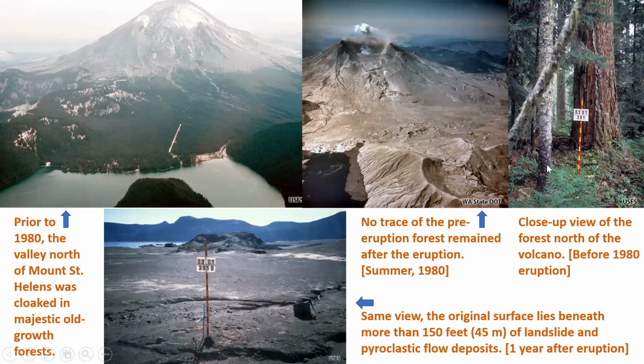And this is the same view before the eruption. The original surface lies beneath more than 45 meters of landslide and pyroclastic flow deposits. And this is 1 year after the eruption. So you can imagine the forest is actually buried under 45 meters of landslide and mud flows. Right? So the land has been elevated because the top of the mountain collapsed and the lava and everything spread all across the landscape.